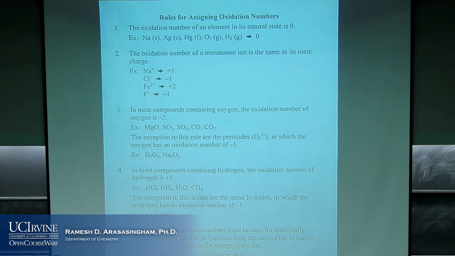Oxygen in its elemental state exists as O2. Hydrogen exists as H2, chlorine exists as Cl2. So as long as it exists in its elemental state, it has an oxidation state of 0.